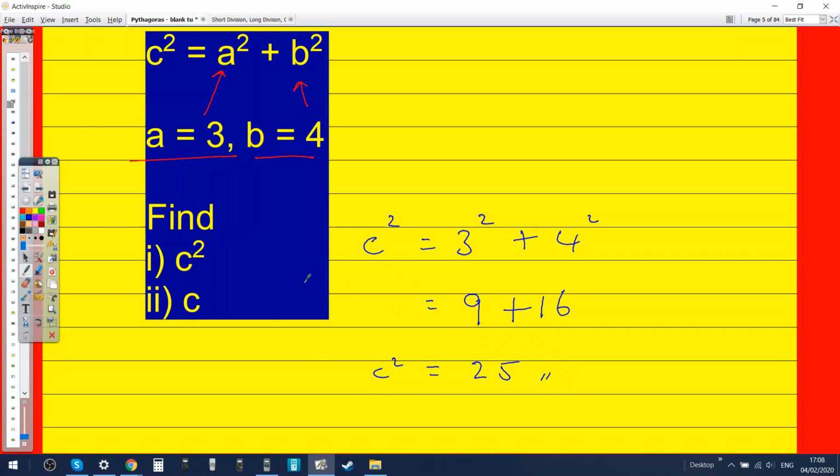And now part 2, they want what C is. If C squared is 25, then what is C? 5. And so in this case, it would be a length. Another answer could be -5 because a minus times a minus is a plus. But we're just going to be looking at lengths. And so we'll just be dealing with the positive one.